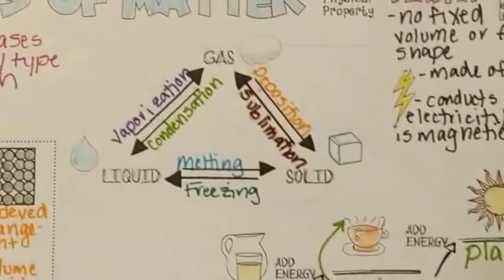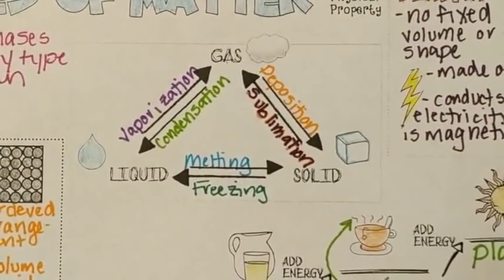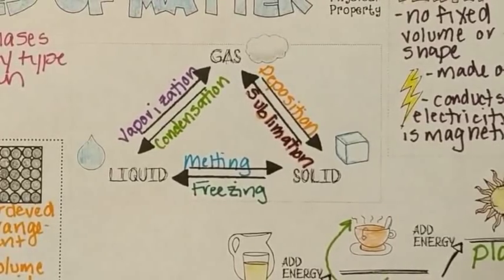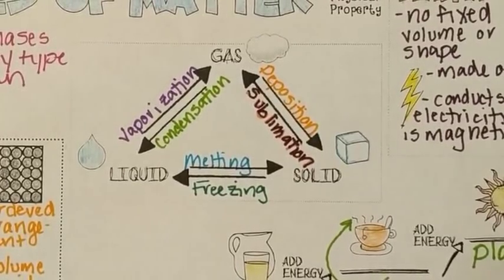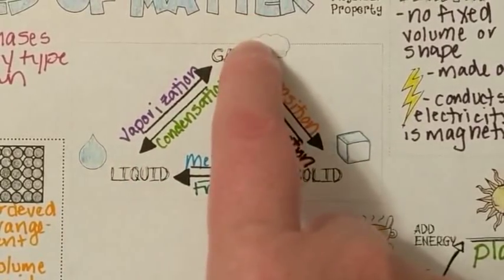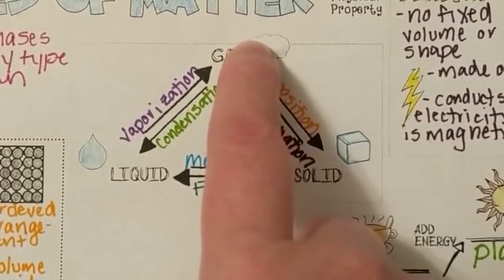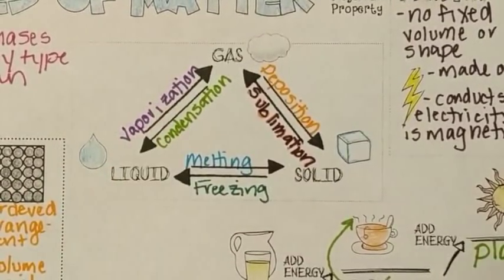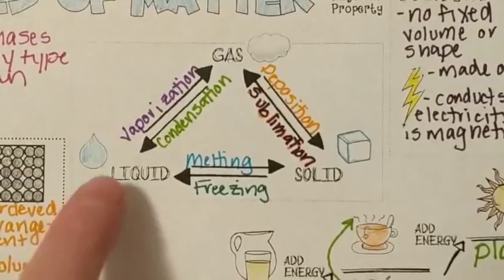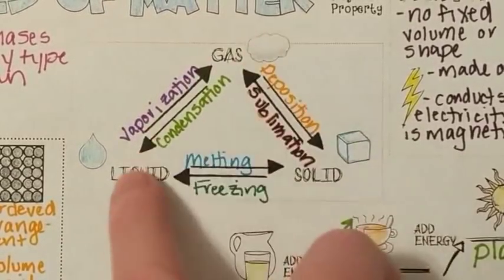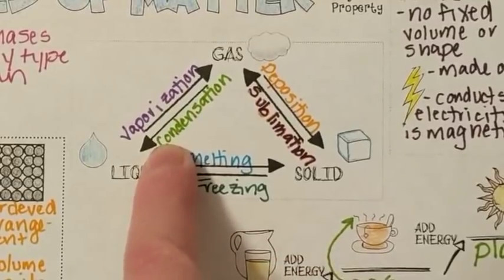All right, so next we're going to look at this guy. So this triangle you see here is just showing you what we call it as we move from one state of matter to the next. So we move from a liquid to a gas. We call that vaporization because our liquid is turning into a vapor. I'm sure you've heard the term water vapor before, and that's just what we're talking about here. When we move from a gas to a liquid, that's called condensation.